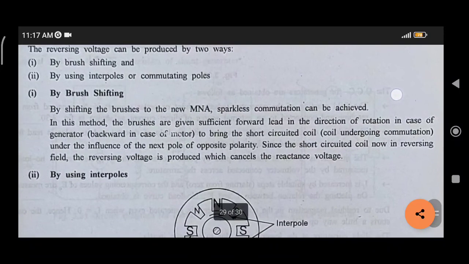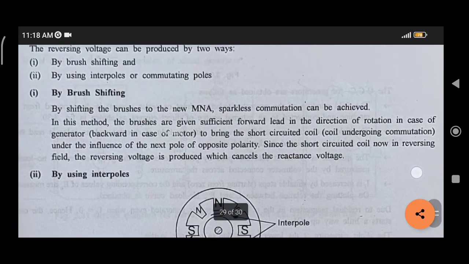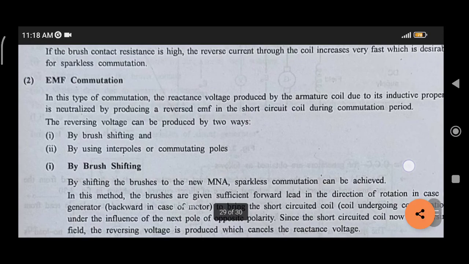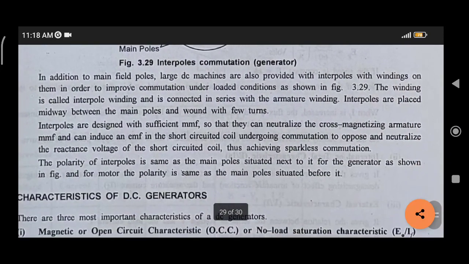Okay, so by brush shifting, that is, by shifting the brush to the new MNA, sparkless commutation can be achieved. In this method, the brushes are given sufficient forward lead in the direction of rotation in case of a generator. Okay, so by shifting the brush and by using the interpoles, we can reduce the commutation problems, and we can achieve sparkless commutation.